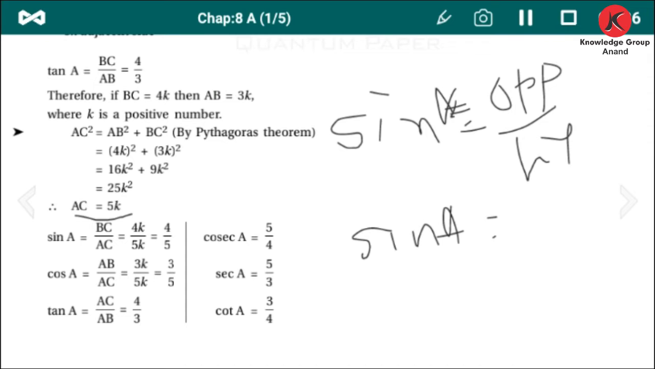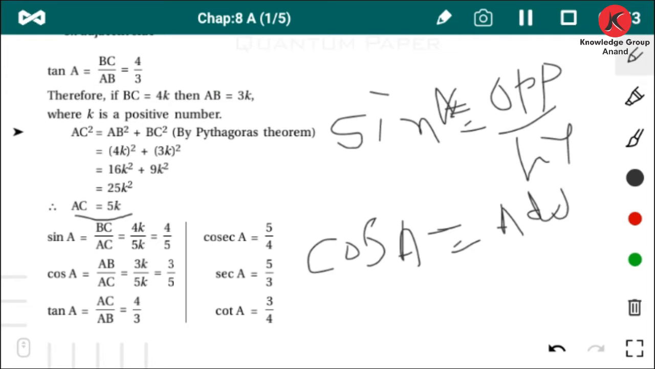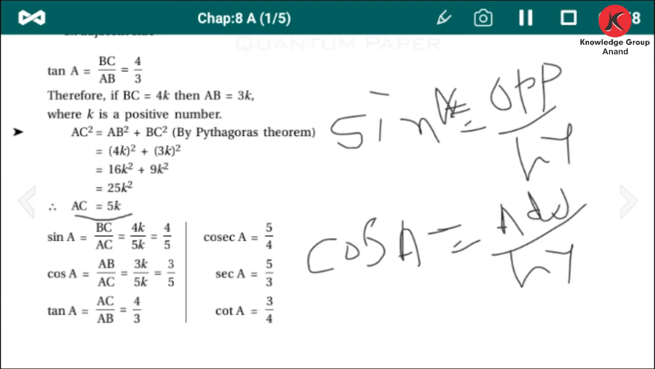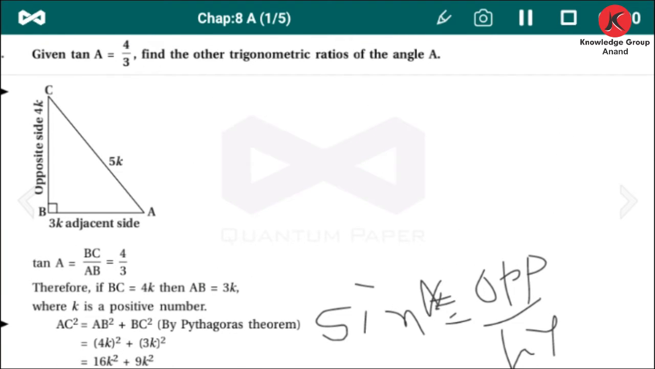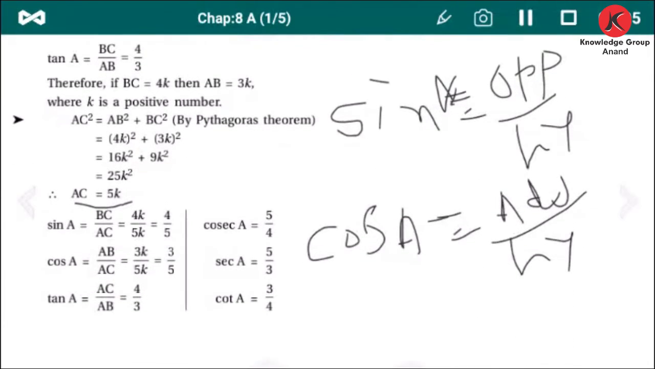Find cos A. Cos A is equal to adjacent upon hypotenuse. Which side is the adjacent side of A? The adjacent side of A is AB. AB upon AC, then 3K upon 5K is equal to 3 by 5.